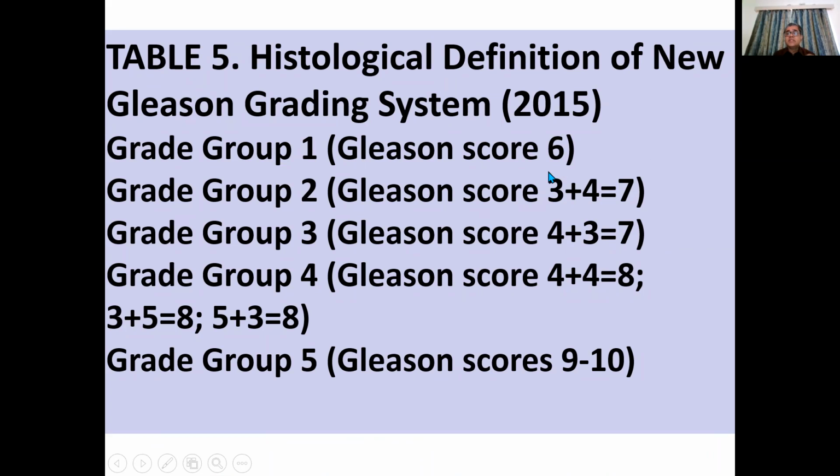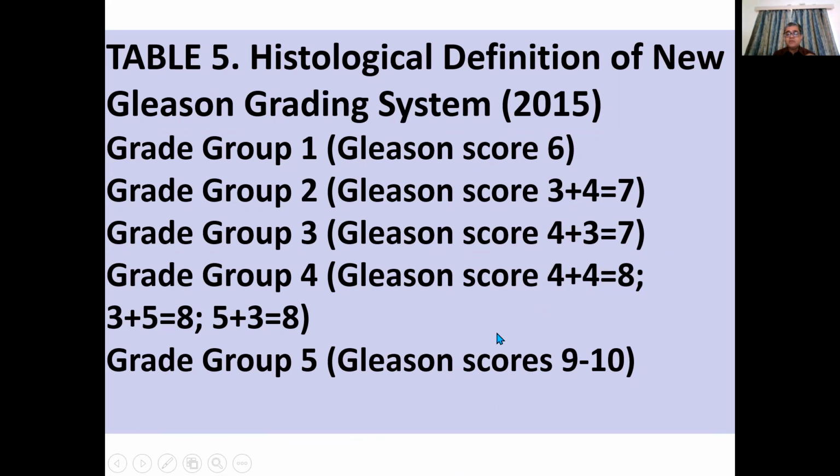It has been understood over the years that a 3 plus 4 = 7 is different from a 4 plus 3 = 7. The prognostication and outcome of a patient whose score is 4 plus 3 = 7 on a core would be different, and worse, compared to a 3 plus 4 = 7. So this made them split into two groups, grade group 2 and grade group 3. And grade group 4 consists of all Gleason scores which have a combination to reach a score of 8. And grade group 5 includes all Gleason scores of 9 and 10.